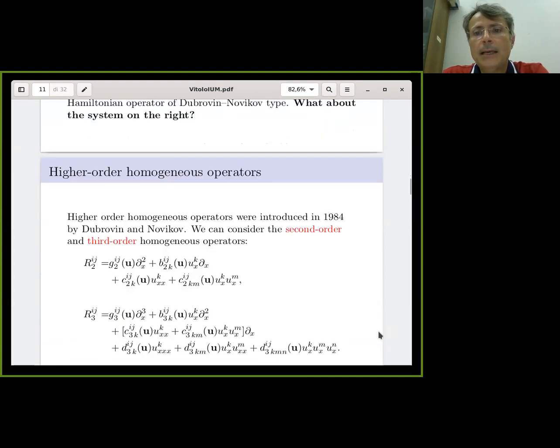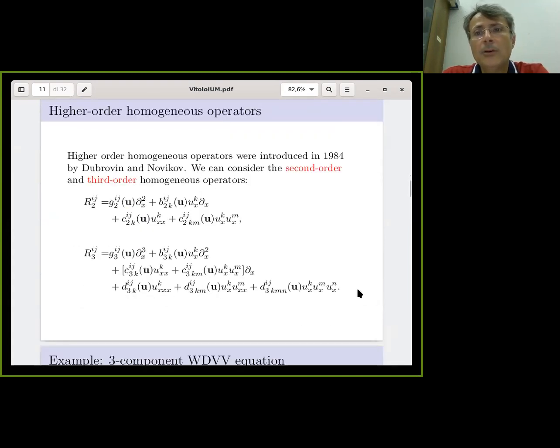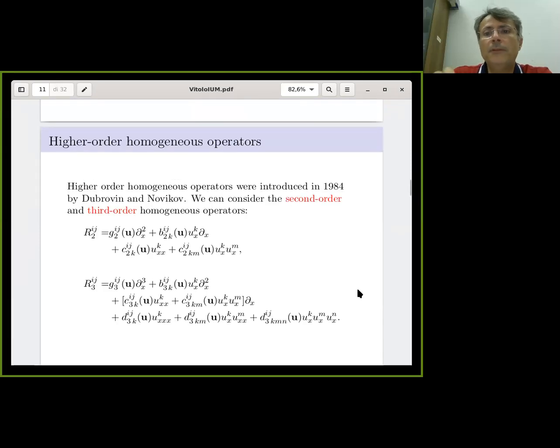Now let us go ahead and tell a little bit more about higher order homogeneous operators, because I said that the WDVV system has a third order homogeneous operator. What are higher order homogeneous operators? Okay, you just consider summands in the operators where each block has 2, for example, x derivatives, or 3 x derivatives. So this is the case of second order operators, as you can see here, or third order homogeneous operators. You can see that the structure is very complicated. These are very difficult objects to deal with, in principle.